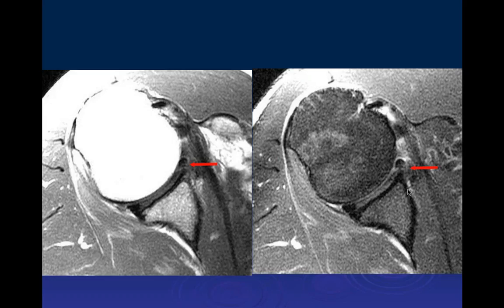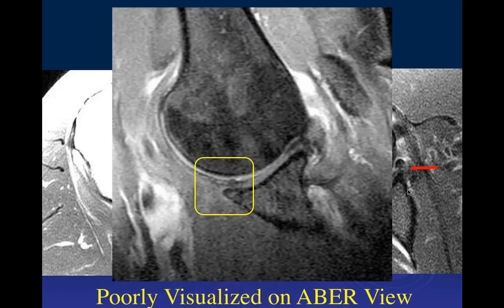but it's not displaced. And then on the ABER view, the anterior labrum doesn't have a normal low signal intensity, but it doesn't displace either. By surgery, this was a labral tear. Okay. So the ABER view doesn't always work. This was a labral tear at surgery.